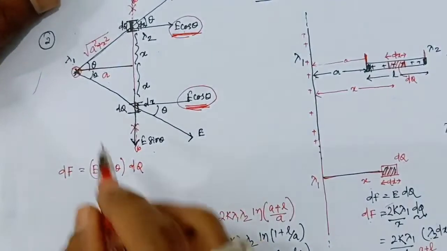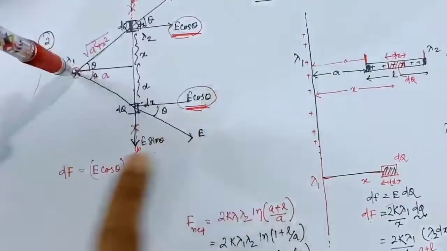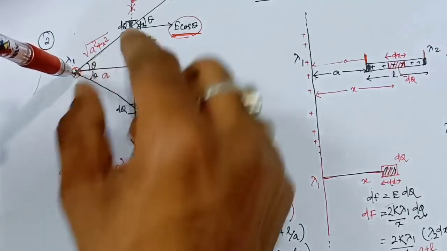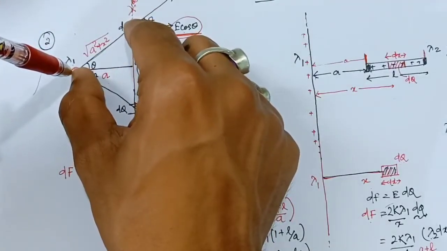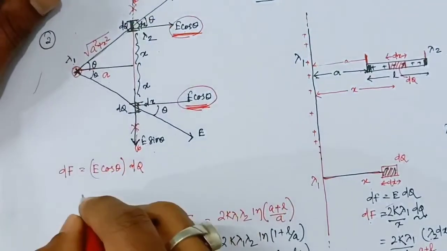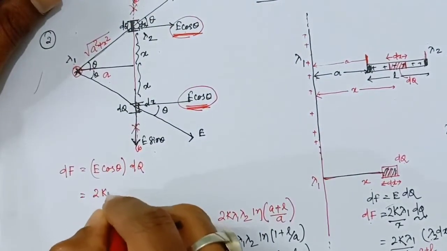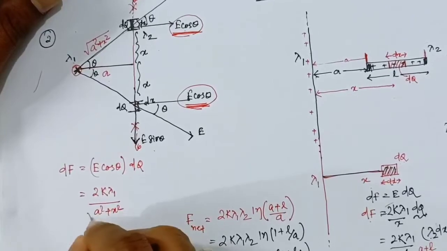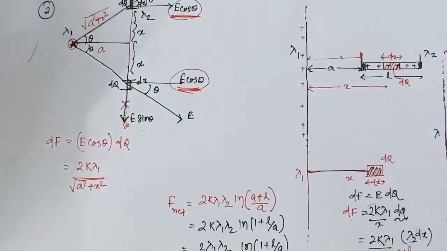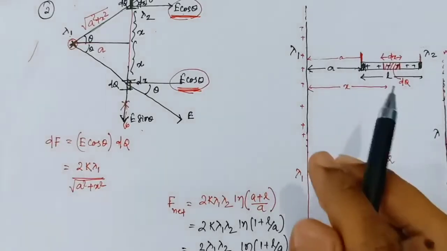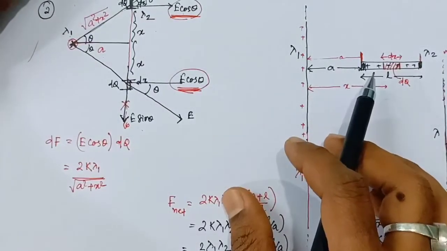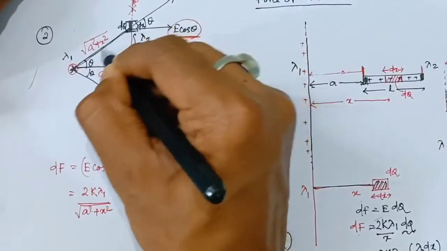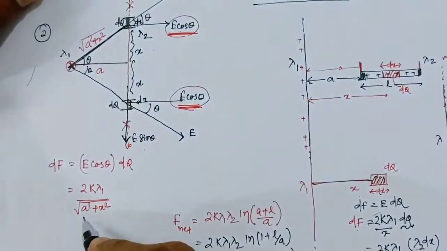Yes. And we know this is an infinite rod. So what is the expression of the field of an infinite rod at distance square root of a square plus x square? The expression is 2k lambda 1 upon square root of a square plus x square, because we know the electric field due to an infinite rod is 2k lambda by d. So here, d is this distance, square root of a square plus x square.